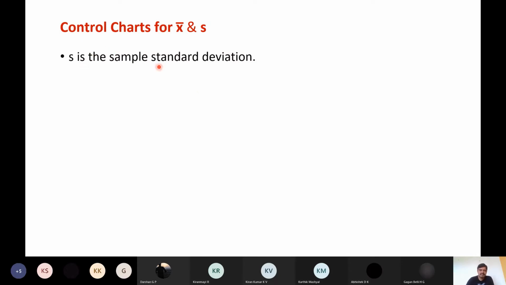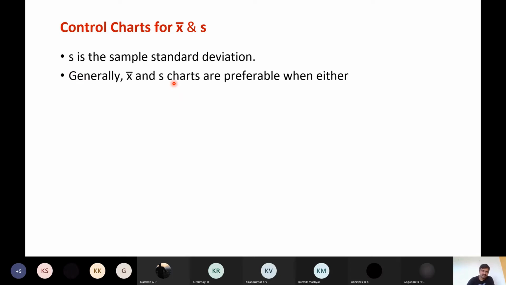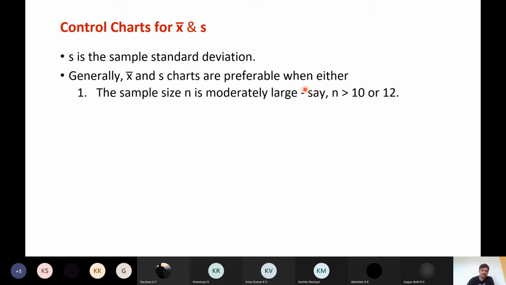S is the sample standard deviation. Generally, X bar and S charts are preferable if the sample size is large, that is greater than 10 or 12. Then we prefer X bar and S charts. The sample size n is variable. Even the X bar and R chart can be used, there is one more condition, variable sample size, which we have not covered. But X bar and S charts are preferable in case of variable sample size, that is n is variable.